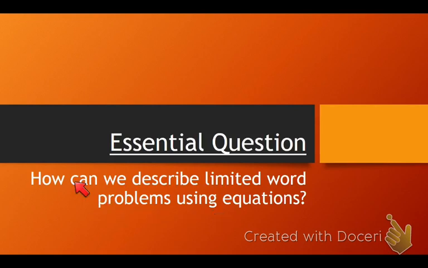Today's essential question is the same as yesterday. How can we describe limited word problems using equations? Mr. Opal, please pause so that they can write it down.